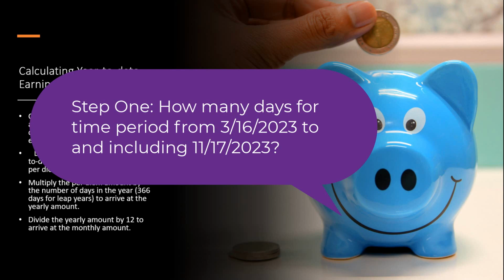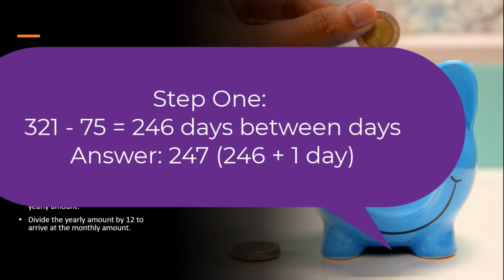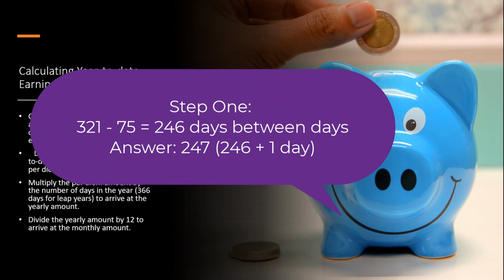One way to calculate this is to figure out what day of the year is March 16, 2023, and what day of the year is November 17, 2023, and go from there. Here March 16, 2023 is the 75th day of the year, while November 17, 2023 is the 321st day of the year. Next, subtract 75 from 321 to arrive at 246. Is the answer 246? If you said no, you are correct.